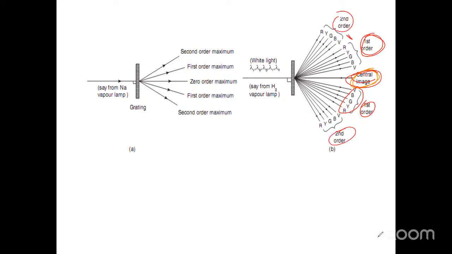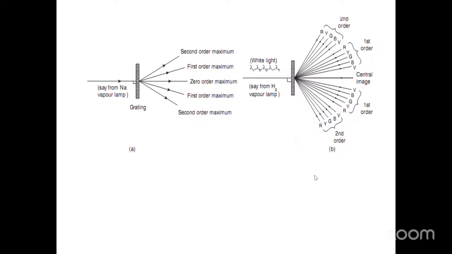But between them there is a dark, okay, bright, and between them dark, bright, dark, bright. Getting my point? So like that, you have to understand the concept. This is the easiest method to understand the concept, which is related to the grating element.